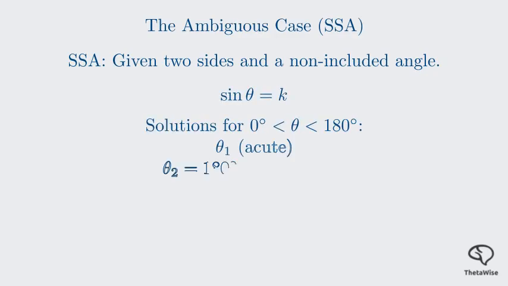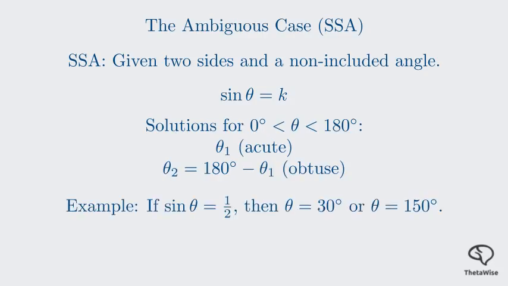Let's see why. Consider the equation sin θ equals k. For angles θ between 0 and 180 degrees, if k is positive, there are two possible solutions: an acute angle θ1 and an obtuse angle θ2 equals 180 degrees minus θ1. For example, if sin θ equals 1/2, θ could be 30 degrees or 150 degrees. The ambiguous case occurs when both the acute and obtuse solutions for an angle are mathematically valid in the context of the triangle's other given information.